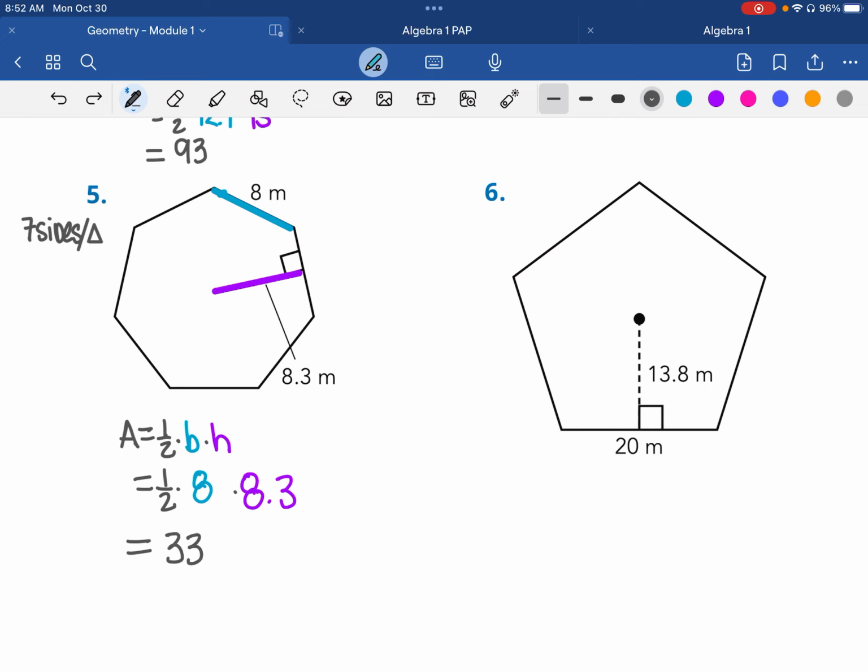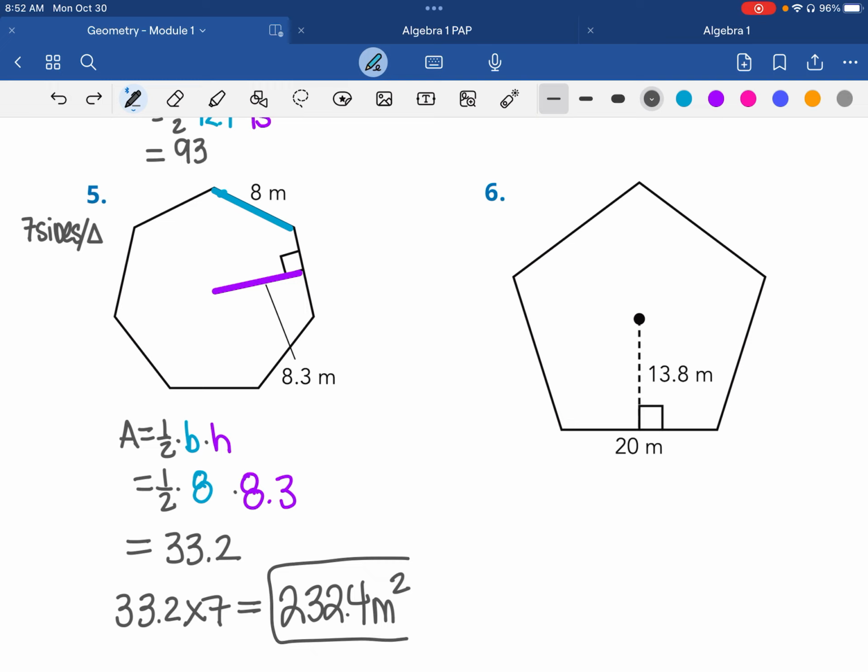That should give me 33.2, and I'm going to do 33.2 times the 7 sides or triangles, which gives me 232.4 meters squared.